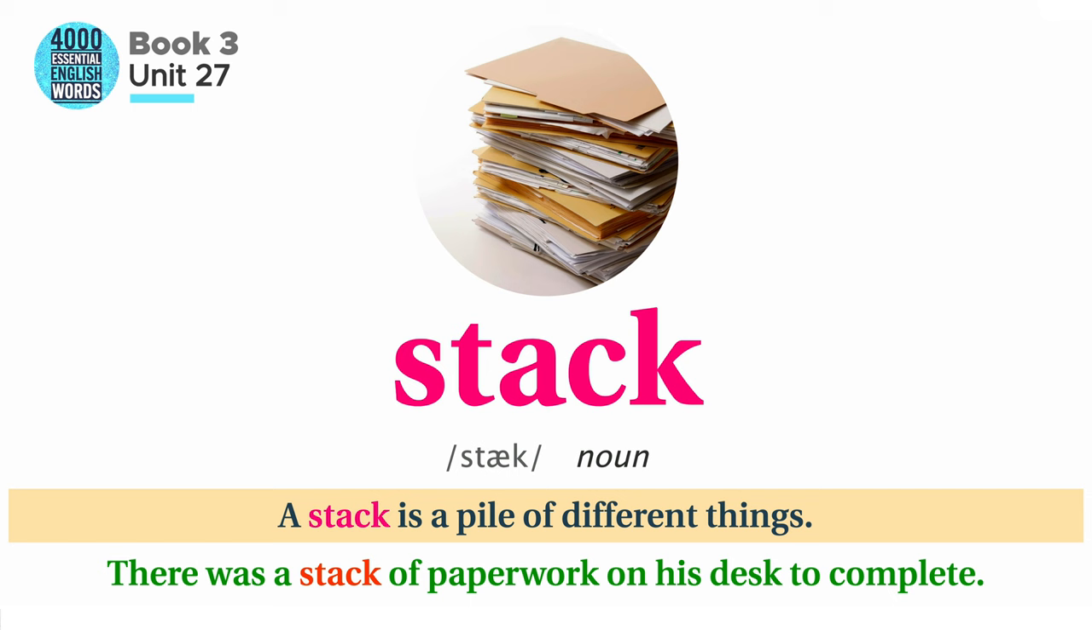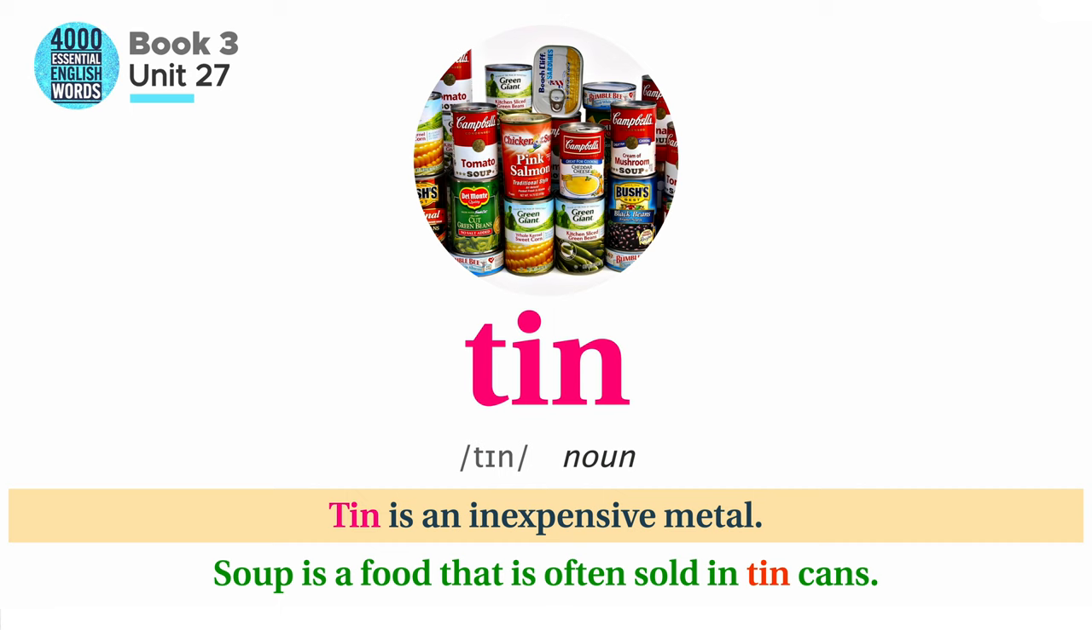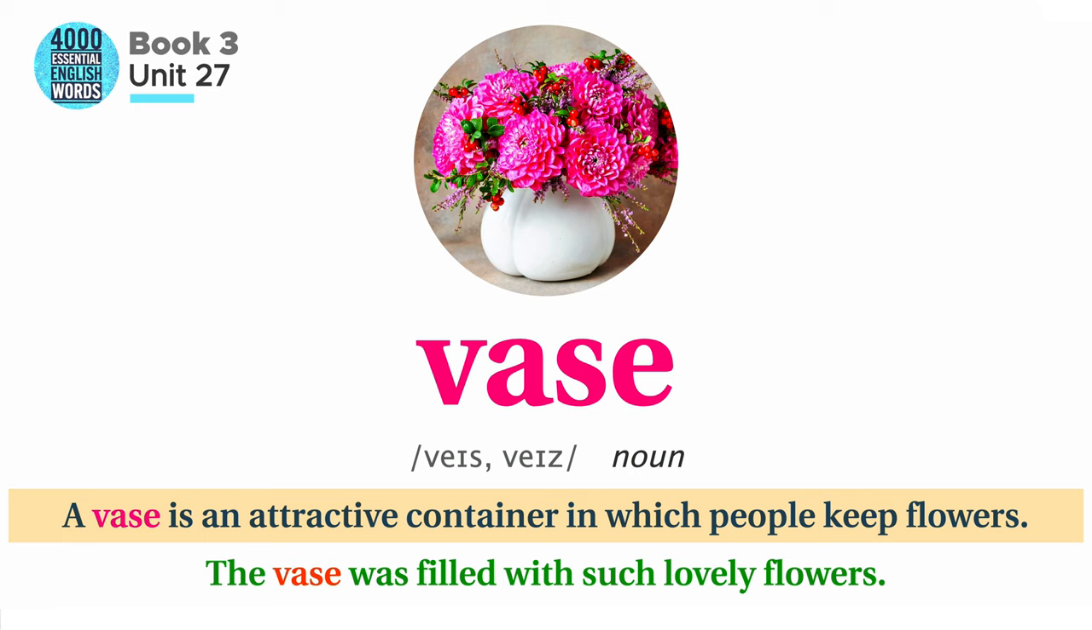Suspicious. A suspicious person does not trust others, or is not trusted by others. Dad was suspicious of the caller on the line. Tin. Tin is an inexpensive metal. Soup is a food that is often sold in tin cans. Vase. A vase is an attractive container in which people keep flowers. The vase was filled with such lovely flowers.